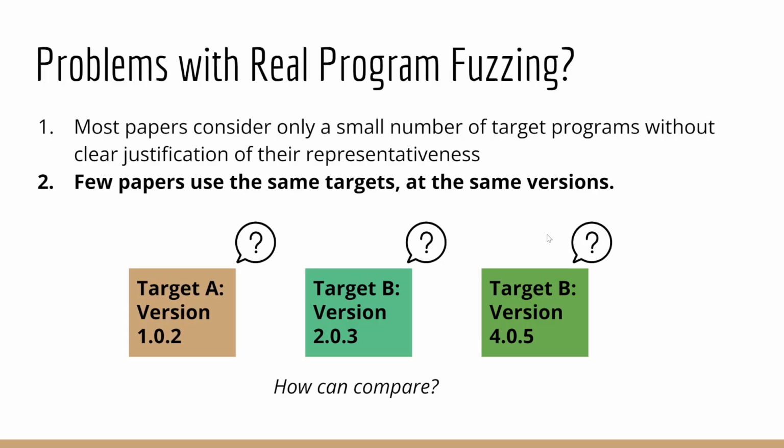The other problem the paper had with real program fuzzing is that few papers use the same target. Let's say one paper was like, all right, I'm going to use target A, this version. Then another paper tests on target B with this version. And then another paper tests with the same target, target B, but a completely different version. With all these different targets, how can you compare the fuzzer results across papers? You just can't really, because you're using different targets. So these were the 2 main problems they had with real program fuzzing. So what do you think would be an alternative to real program fuzzing?